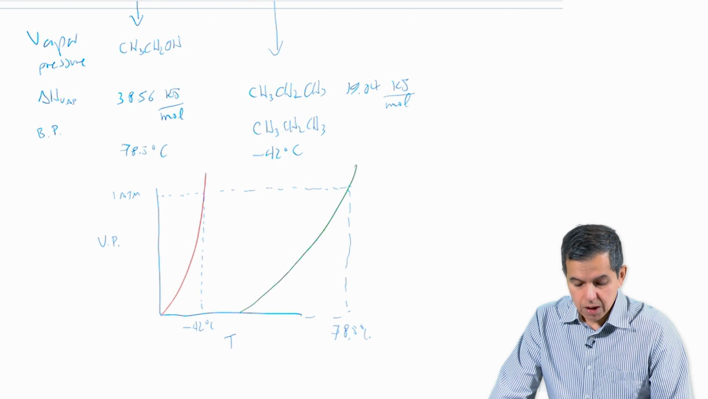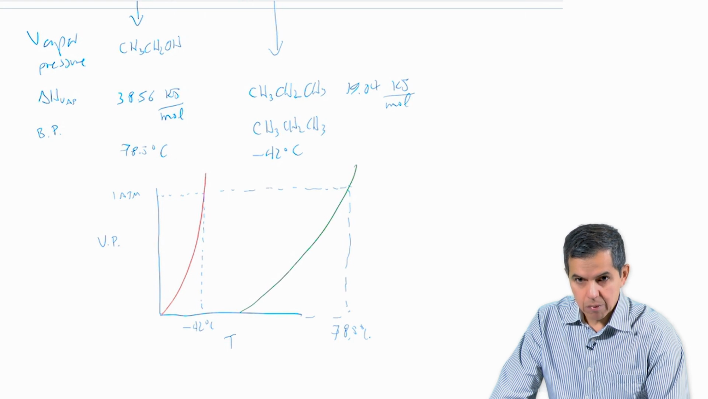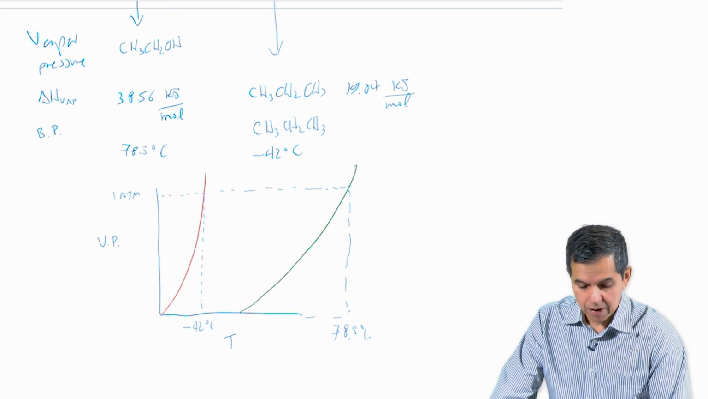We also noticed that because the delta H of vaporization is smaller for n-propane, the rise with temperature is much faster than the rise for ethanol, which is slower, represented by the green slope that we have here. And with that graph, this is sufficient to answer the question that you were asked. This is the end of the problem.